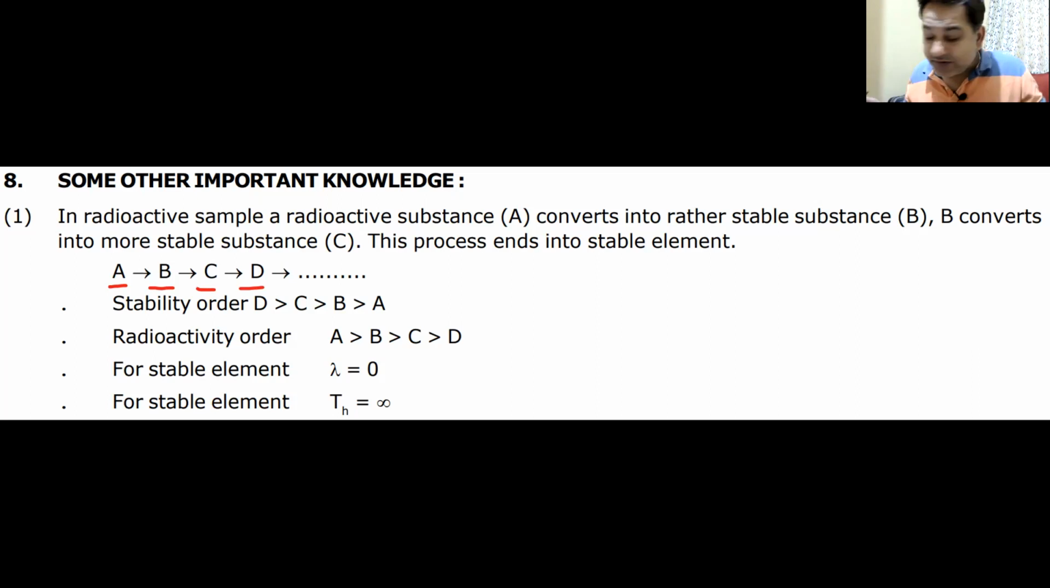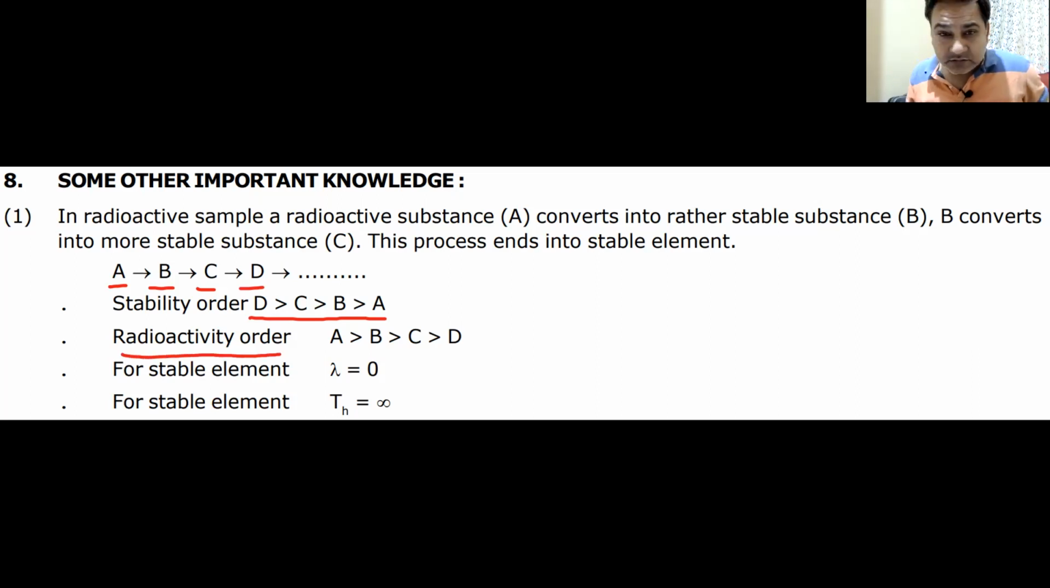Then we see that the stability of D will be more than C, more than B, more than A. A is getting decayed into B, that means B is more stable than A. B is getting decayed into C, that means C is more stable than B. C is getting decayed into D, that means D is more stable than C. Do we understand this?